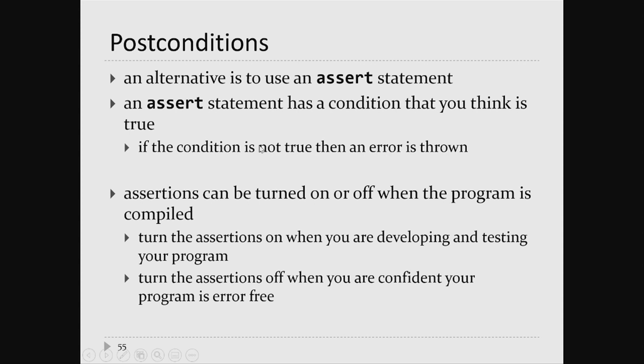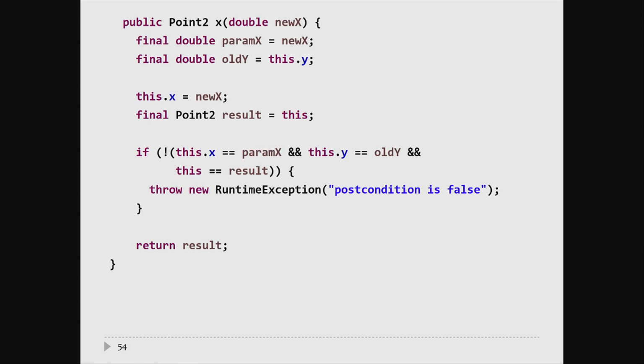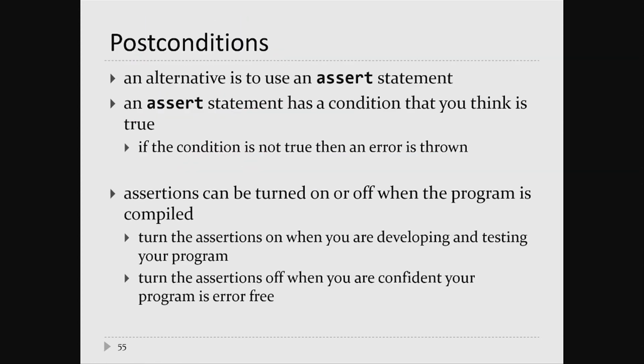Now, that sounds exactly the same as doing this, but there's a difference. The difference is you can turn assertions on and off when you compile your program. So you turn them on when you're developing your code and testing your program, and then you turn them off when you're confident that your program is error-free. So in other words, you turn them off when you ship your code to the customer.